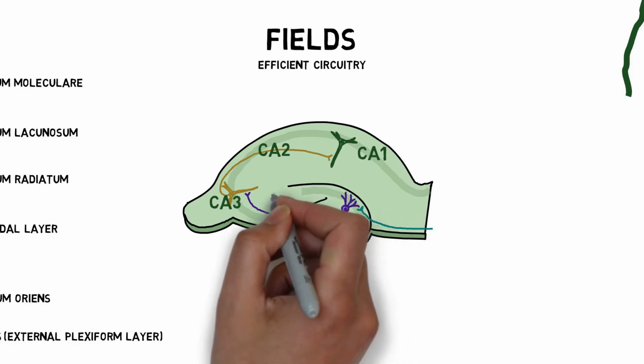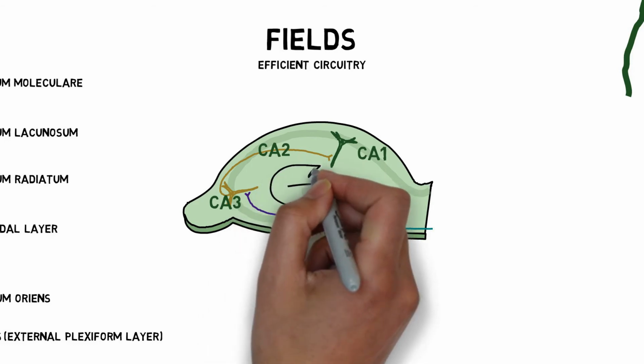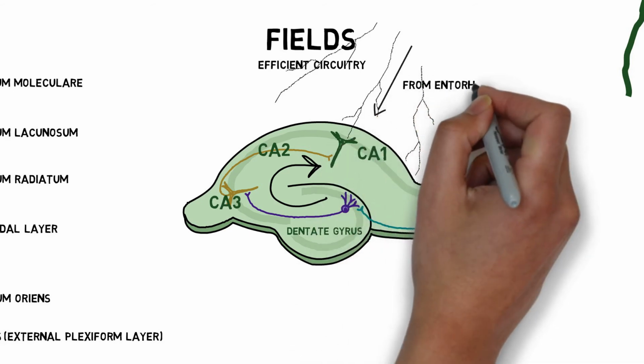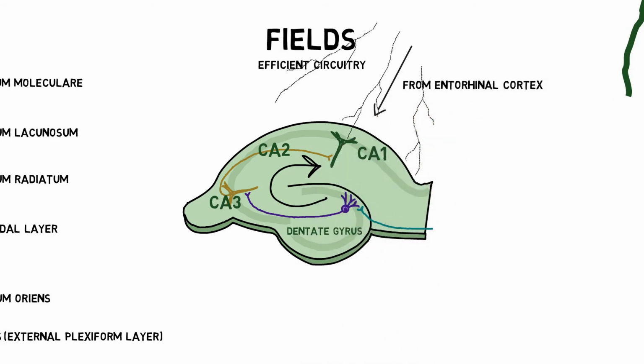In general, information in the hippocampus is sent unidirectionally. This indirect pathway is outlined in this graphic. In the upper layers of the hippocampus, however, like the stratum radiatum, lacunosum, and moleculare, there is a more direct or perforant pathway with fibers from the entorhinal cortex synapsing directly on the CA1 pyramidal cells.